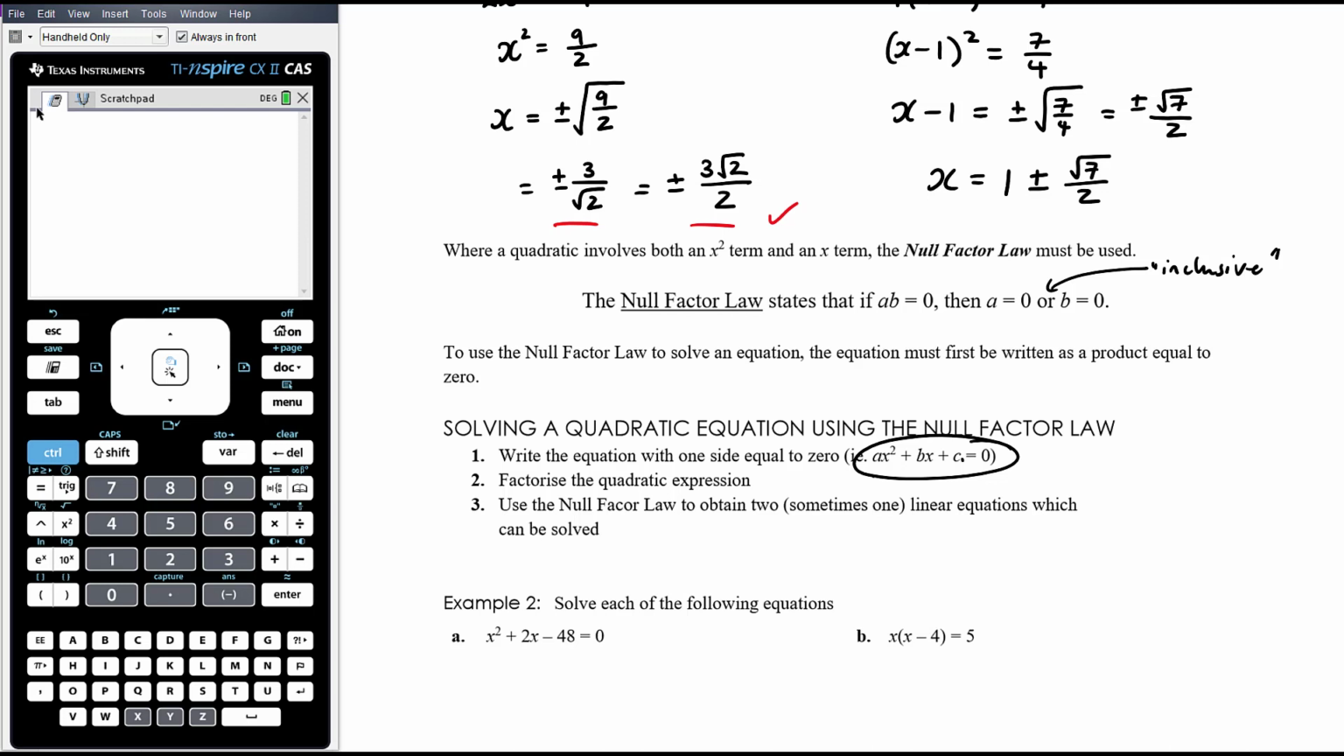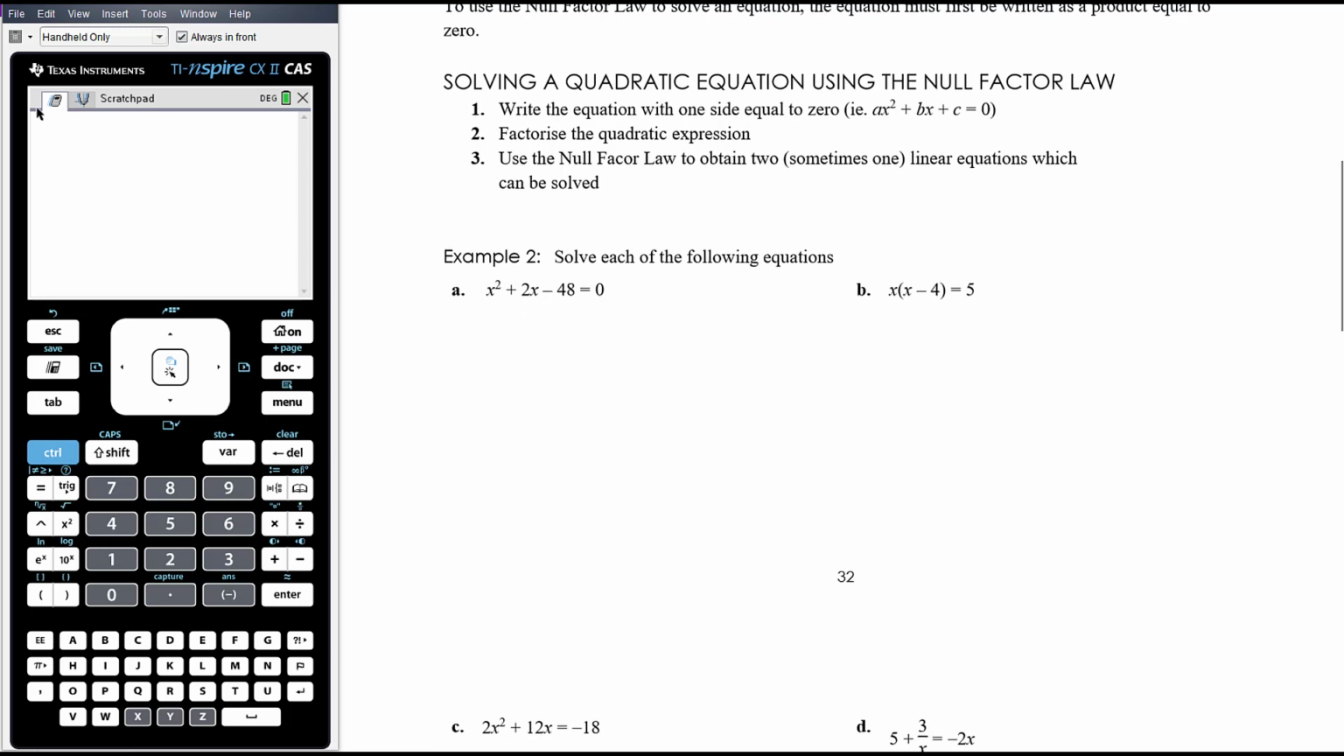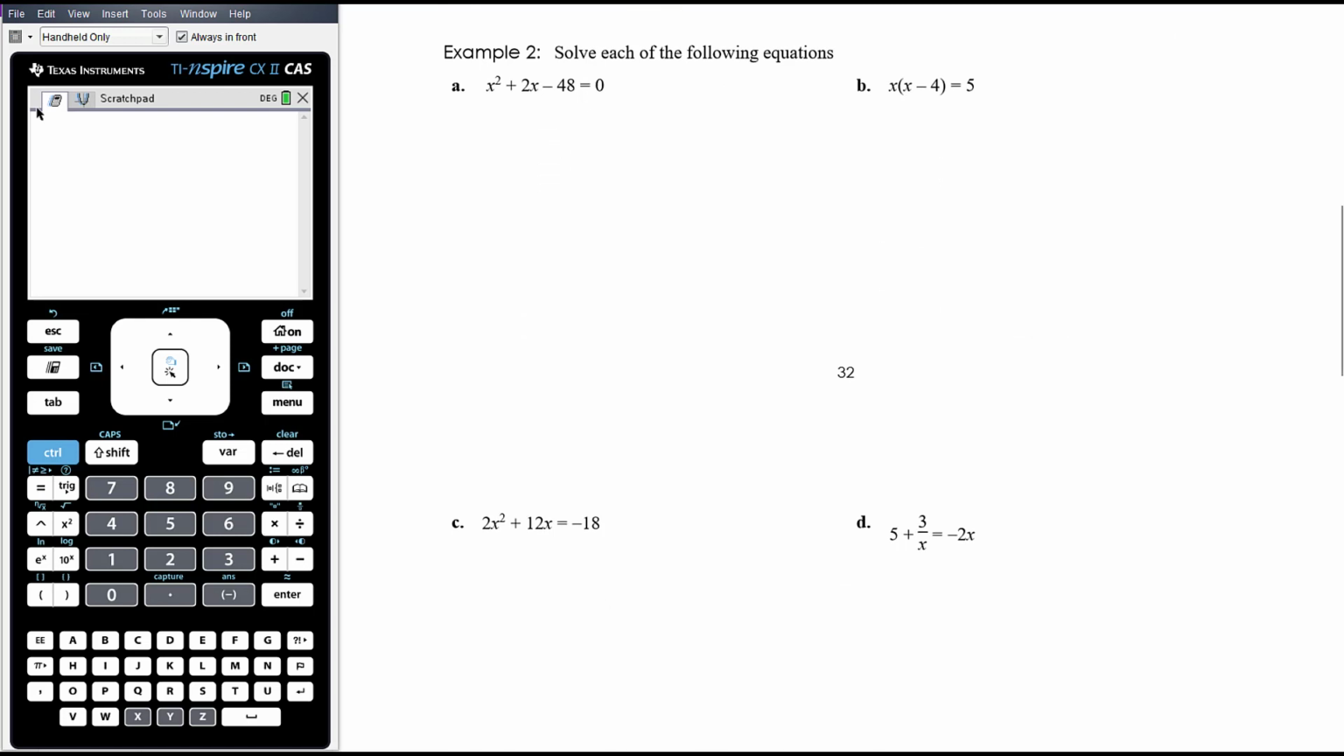And then we want to factorize the quadratic expression, because when we factorize something, we are writing it as things that are multiplying together. Okay? Bracket times a bracket equals 0. And then that means either this bracket equals 0 or this bracket equals 0. Okay, so let's use our null factor law to solve.